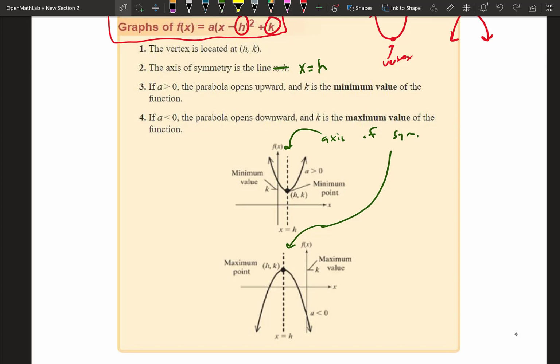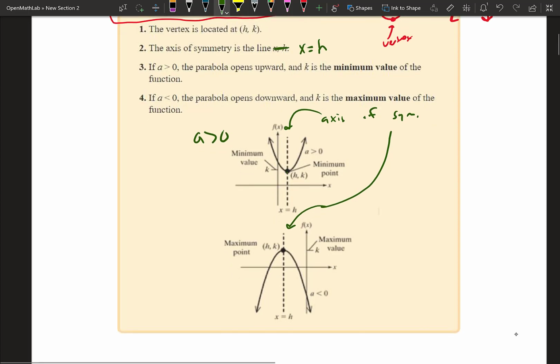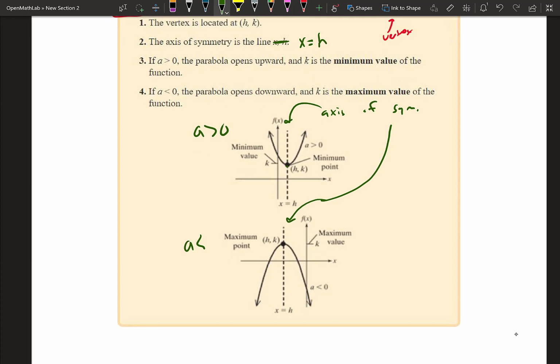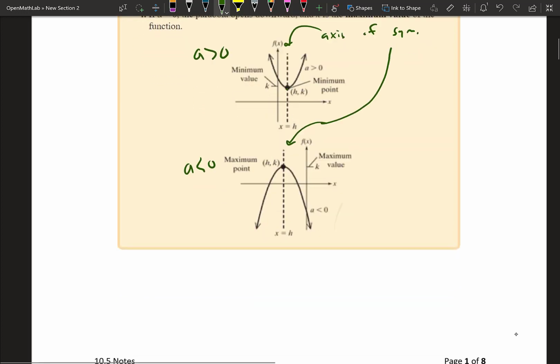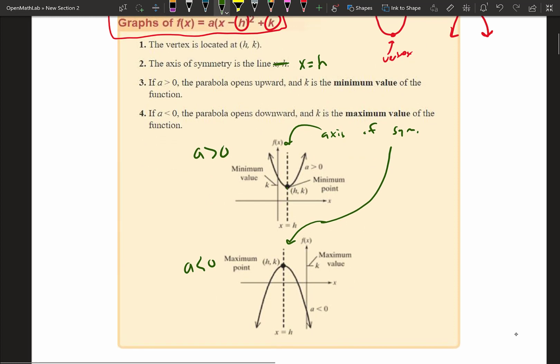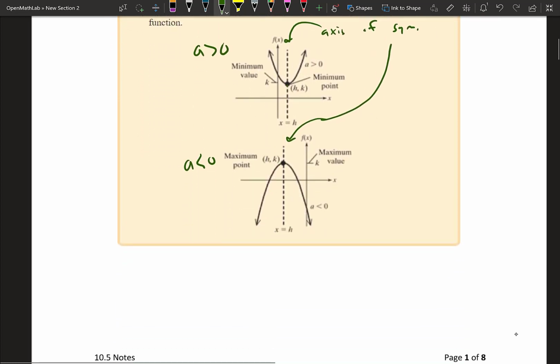Depending on the a value, that tells us if it opens upward or downward. This graph is when a is bigger than 0. When it opens upward, then this k value is going to be a minimum value, a minimum point. When a is less than 0, negative, it forces the graph to open downward, like this chart, and then k is considered the maximum value. That's the biggest value that can occur. So you want to be comfortable with that.